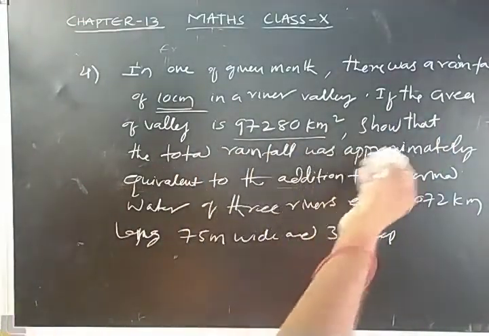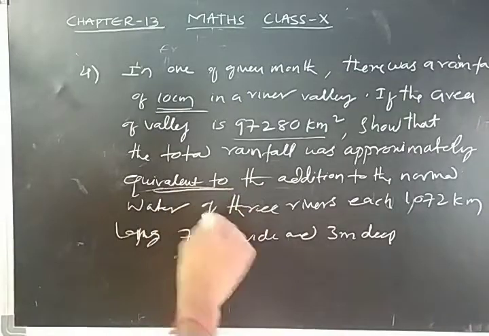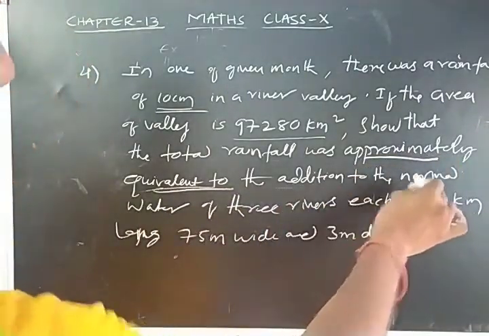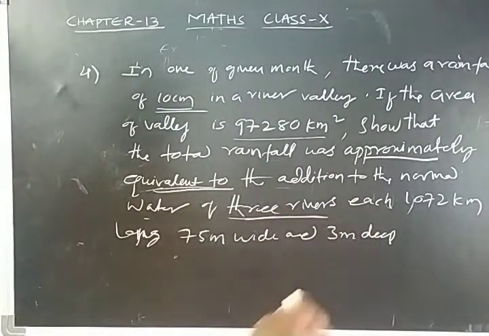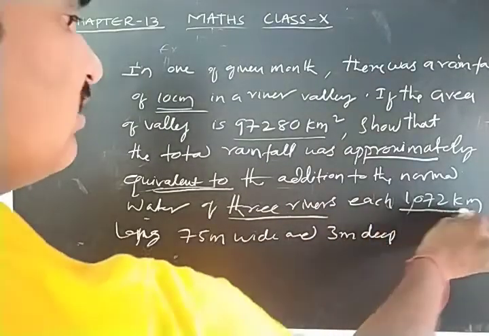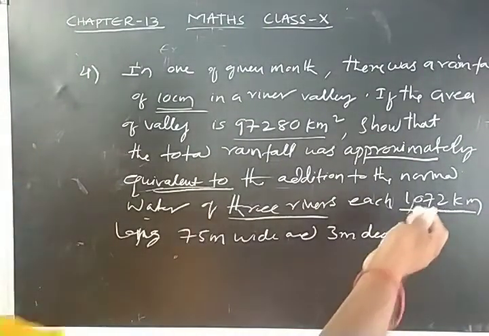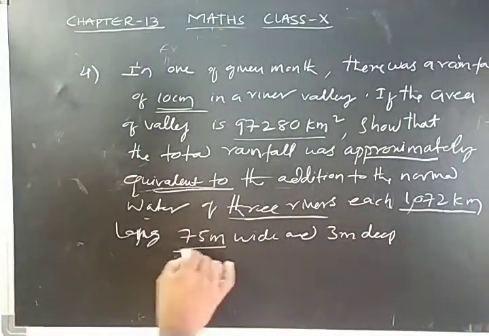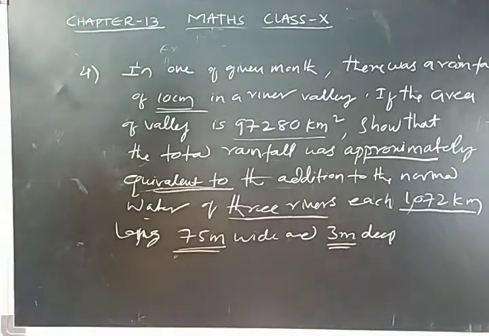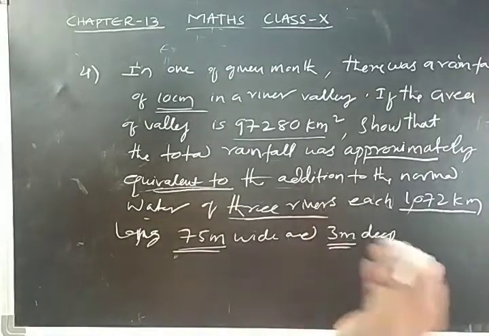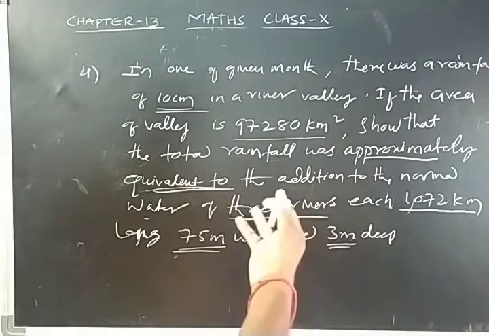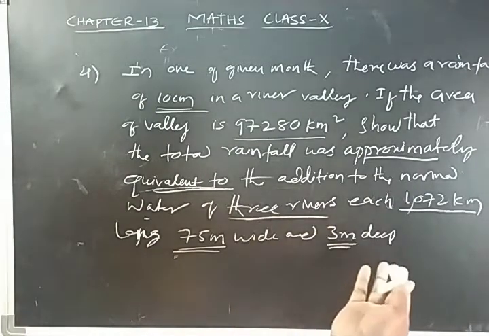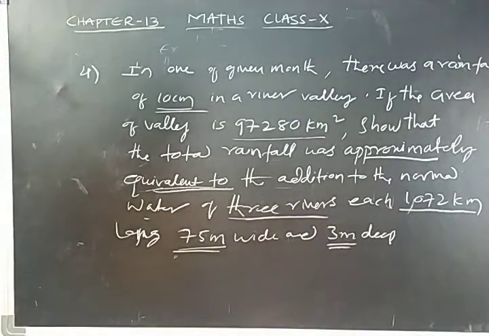Show that the total rainfall was approximately equivalent to the addition of the normal water of 3 rivers. Each river's dimensions are given. The length of the river is 1072 kilometers, with the width and depth also given. So we have length, breadth, and height, which is the depth. The river is in the shape of a cuboid. We can find one river's volume by using LBH. There are 3 rivers, so 3 into LBH gives the 3 rivers' water quantity.